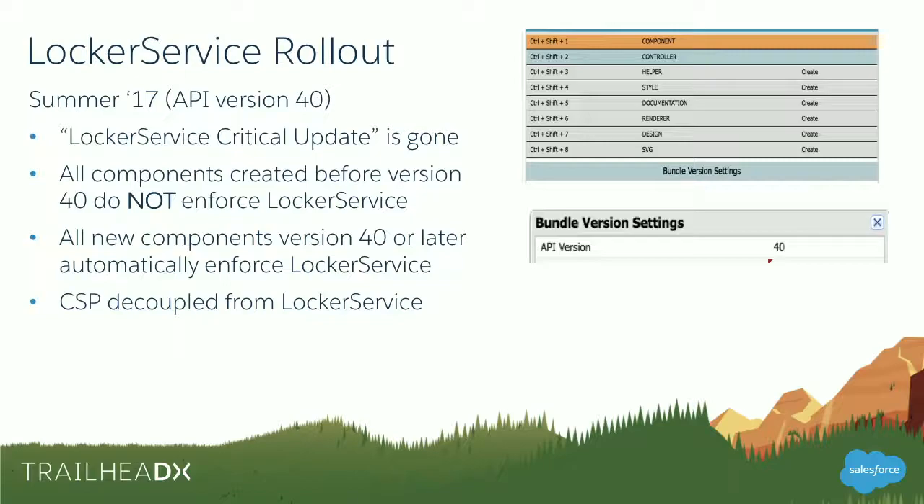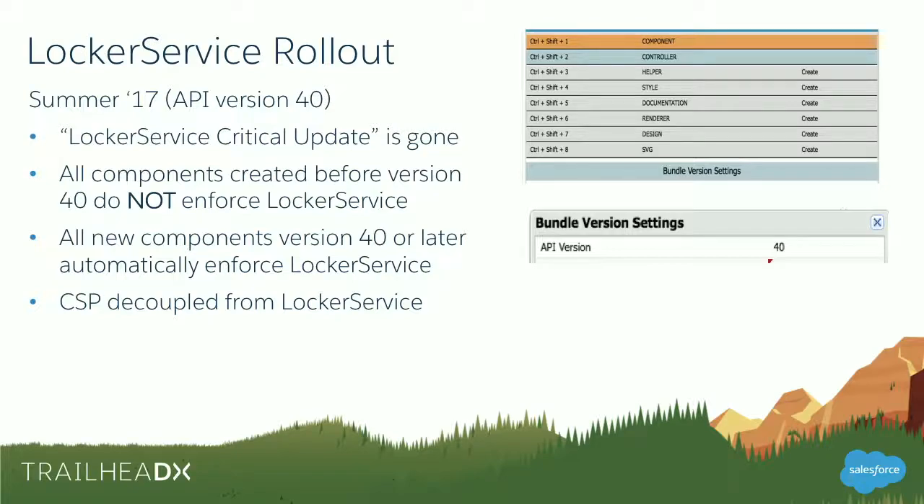With that being said, the way we're rolling it out is via API version. When I create a Lightning component, I create it with an API version. With the Summer '17 release, our current release, we're now on API version 40. Essentially, any component developed on API version 40 or higher will automatically enforce Locker Service. Any component below 40, so 39 or lower, will ignore Locker Service.